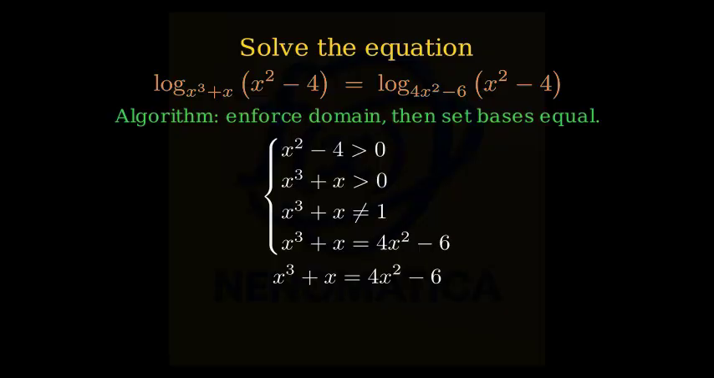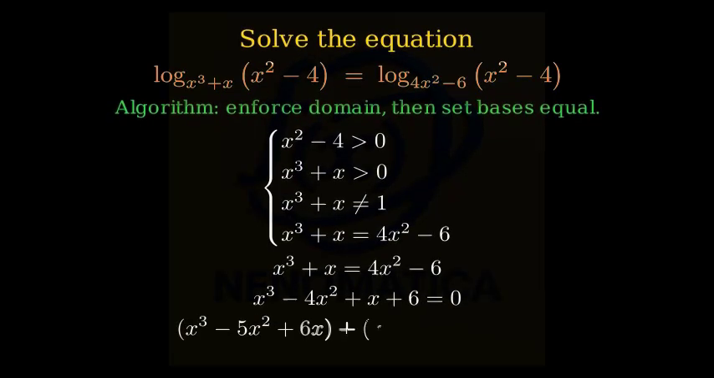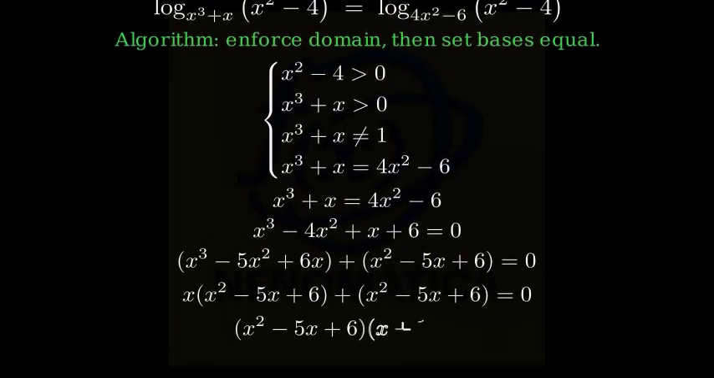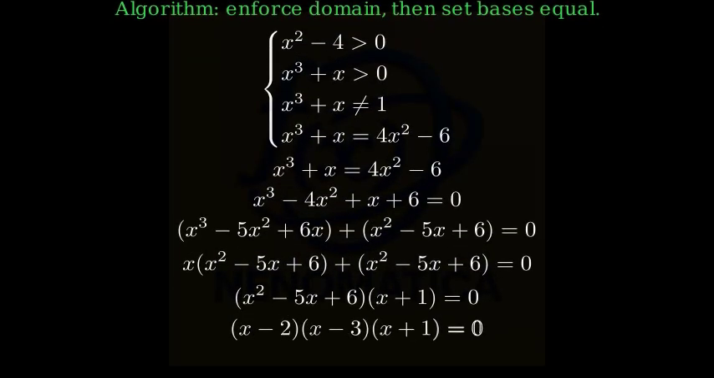Move all terms to the left. x cubed minus 4x squared plus x plus 6 equals 0. Following the grouping used in the solution, we split it as the quantity x cubed minus 5x squared plus 6x plus the quantity x squared minus 5x plus 6 equals 0. Now, factor each group. We get x times the quantity x squared minus 5x plus 6 plus the same quadratic. Factor the common quadratic completely. That yields the quantity x squared minus 5x plus 6 times (x plus 1) equals 0. Finally, factor the quadratic. We obtain (x minus 2) times (x minus 3) times (x plus 1) equals 0.